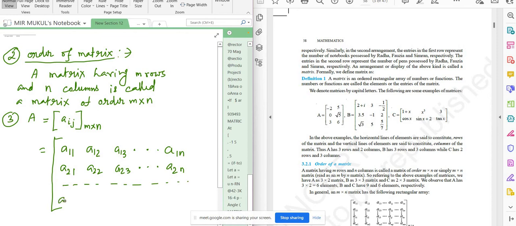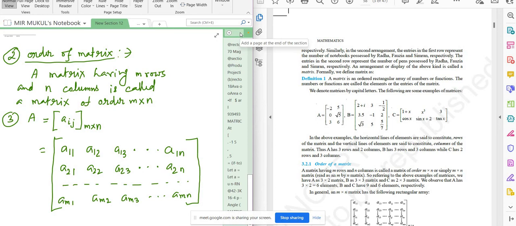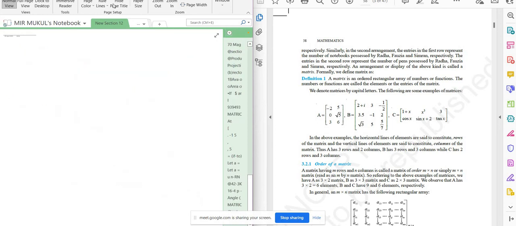The last row will be am1, am2, am3, amn. So if there are m rows and n columns, in expanded form we can write like that. And here a11, a12, a13, all are the elements of that matrix. Okay, is it clear? Yes, sir. Okay, fine. Now, next concept.